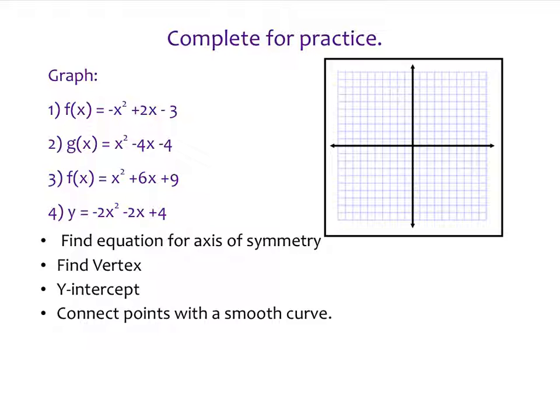Okay, now we're going to complete for practice one of the following 1 through 4. So for these, you're just going to choose one to put in your notes, is find the equation for the axis of symmetry, find the vertex, the y-intercept, and connect the points with a smooth curve, what we just did for the last problem in our notes. Again, please choose one of the following 4, and on the next slide I will post the answers for all 4. Good luck!